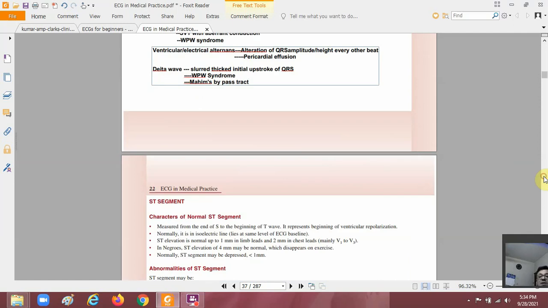Now, what are ventricular alternans, or electrical alternans? Alteration of the height of the QRS complex in every other beat.